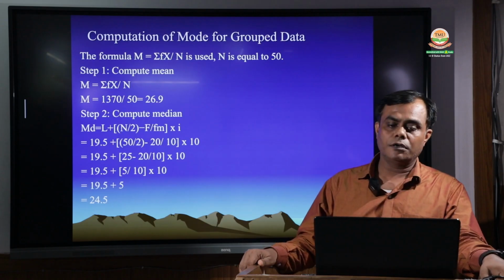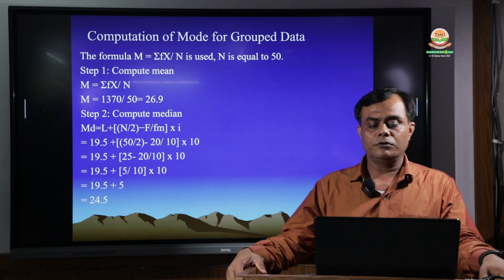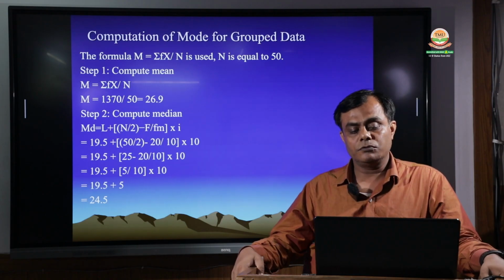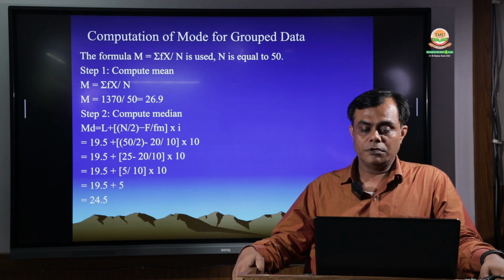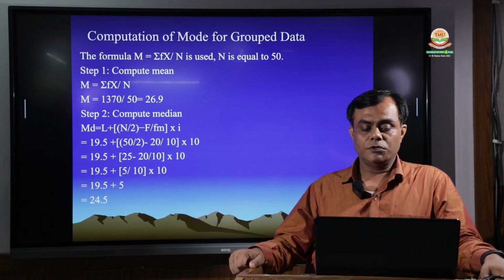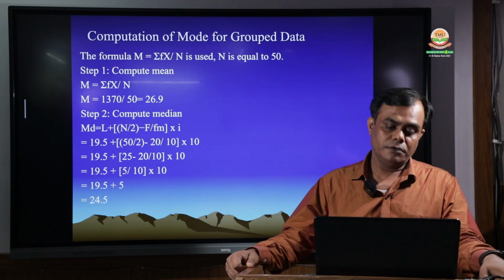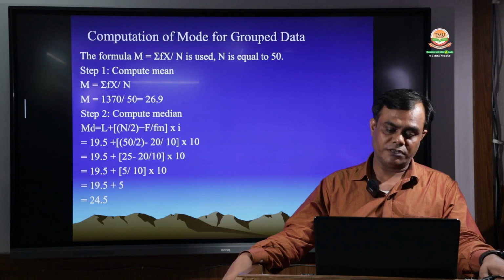So here, computation of the mode for the group data. The formula we are going through: mean = Σfx / n, where n is equal to 50. Step 1, computing the mean. Mean is equal to Σfx divided by n. That is, 1370 divided by 50, so the mean value is 26.9.